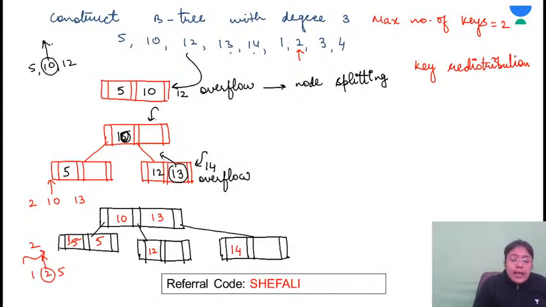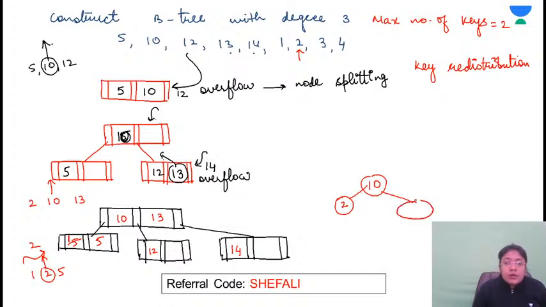After adding the element 2, what will be the resultant tree? So this will look like 10 will go up. On the left of 10, we have 2. On the right of 10, we have 13. And on the left of 2, we have 1. On the right, we have 5. And on the left of 13, we have 12. And on the right, we have 14.